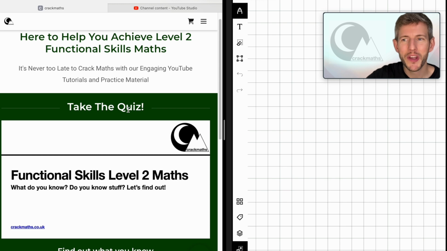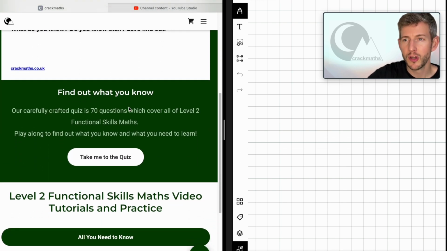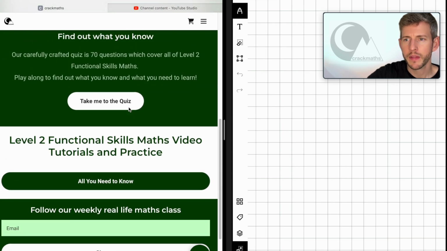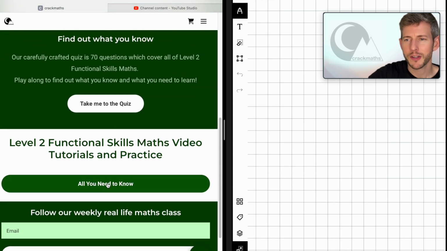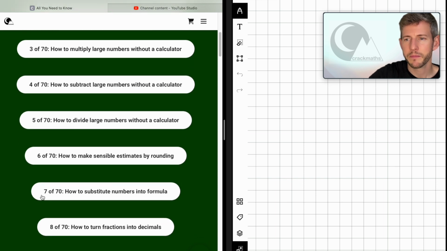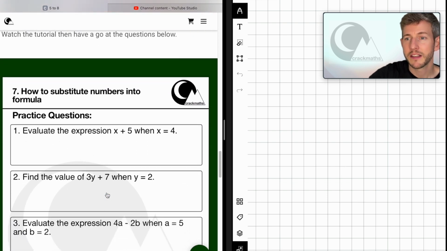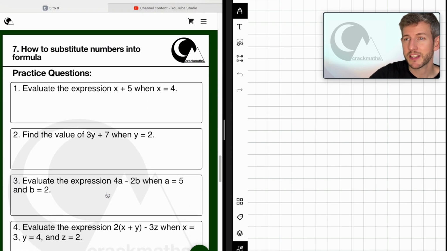Right, so here we are at crackmaths.co.uk. Let's quickly scroll down to look for tutorial 7. So here we go, functional skills maths practice. Tutorial 7, how to substitute numbers into formula. Now here we go. So here are the practice questions.